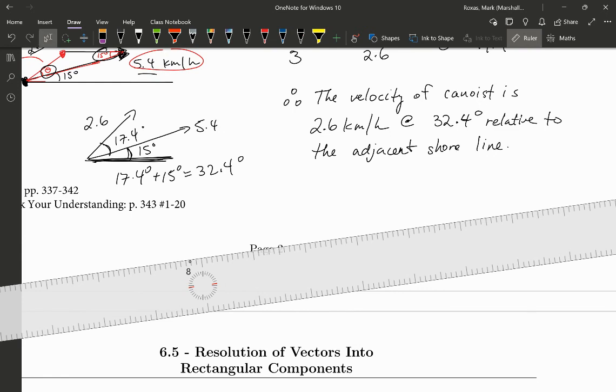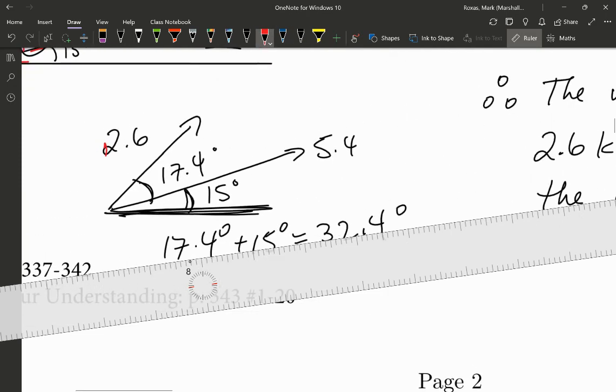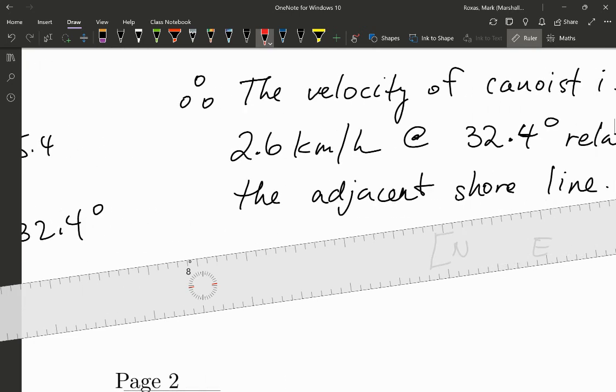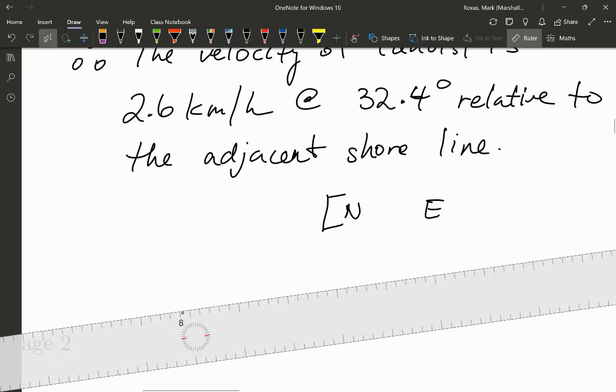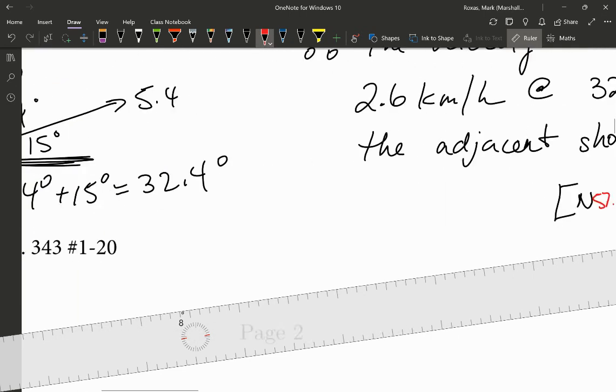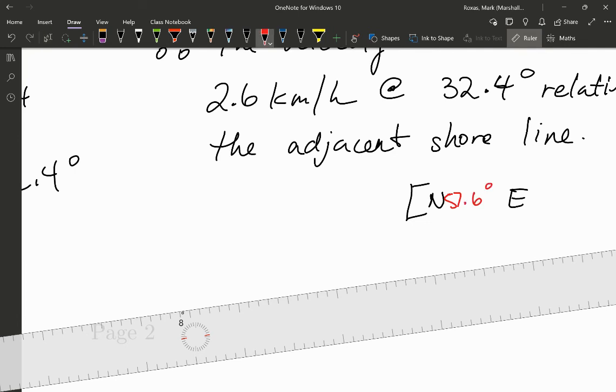Alternatively, you can express it as a quadrant bearing starting from due north, sweeping to the east. So I'm going to bring us back to this diagram. Imagine your northeast compass. The angle I'm looking for is this one right here, 90 minus 32.4, which is 57.6. And that would be your equivalent quadrant bearing. Did I say 57.6? Yeah, 57.6 degrees east.